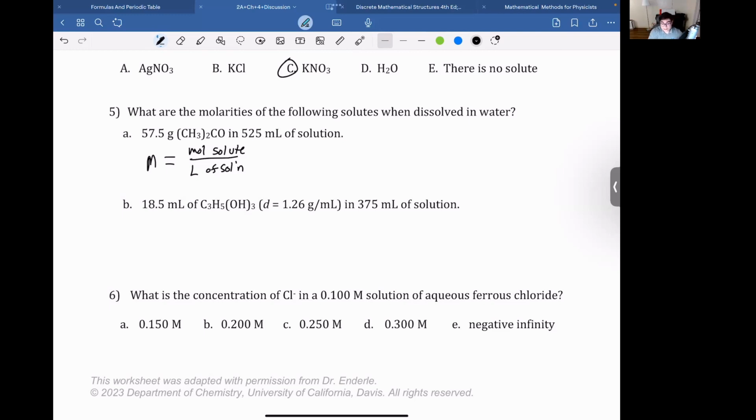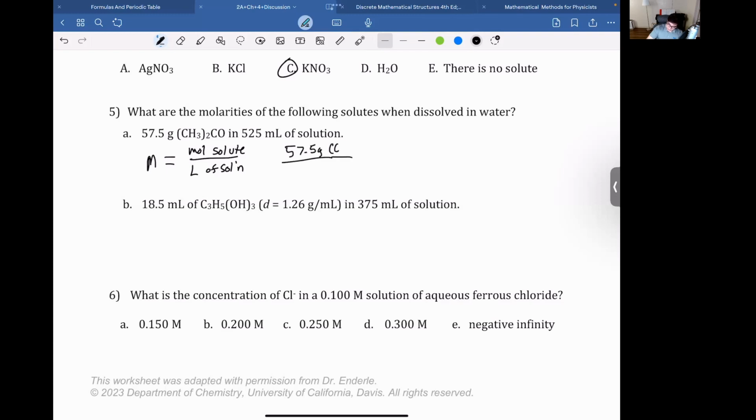We convert it using the molar mass, which I'm going to look up. If you were to do this on a test, you'd be caught for cheating, so don't look it up on the internet. On the test, you're going to have to look it up on the periodic table. It's about 58.1.